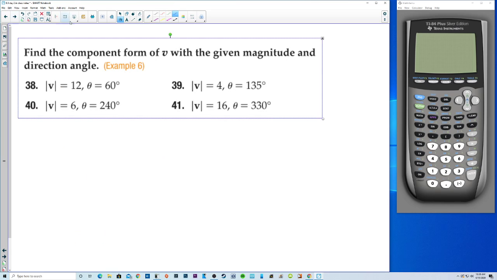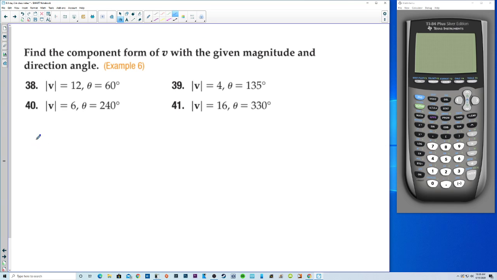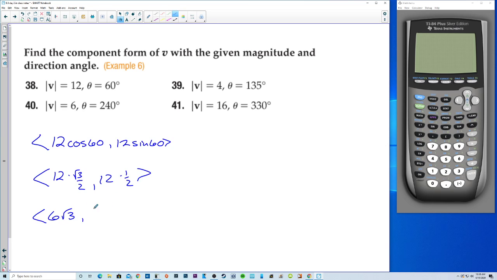Find the component form of v with the given magnitude and direction angle. So component form is going to be 12 cosine of 60 and 12 sine of 60, just like we've been doing with the airplane and the wind problems. We've been doing this quite a bit now. But we know cosine of 60. So again, I'm thinking multiple choice. They're going to have the exact answer of the problem. So cosine of 60 is 1/2, and sine of 60 is square root of 3 over 2. So now we have 6 and 6 square root of 3.